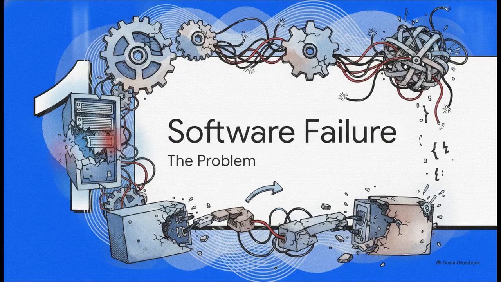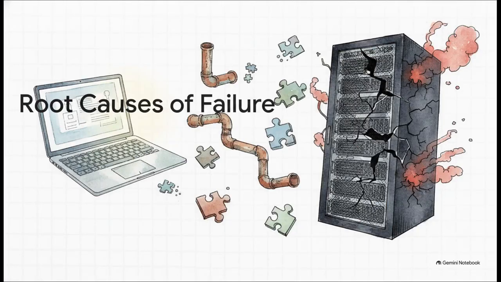Section 1. The software failure problem. So let's peel back the layers here. Why does this incredibly frustrating phenomenon actually happen? The root cause almost always boils down to differences in the underlying environment. We're talking about mismatched dependencies, differing operating system libraries, or just conflicting configurations. When your laptop is running one version of a library and the production server is running an older one, your software shatters like glass. It really is that simple.